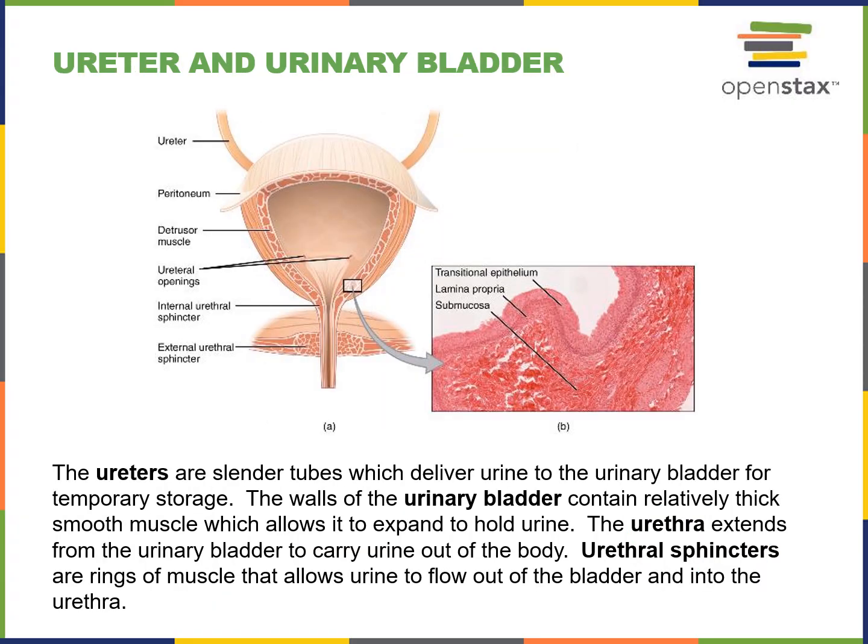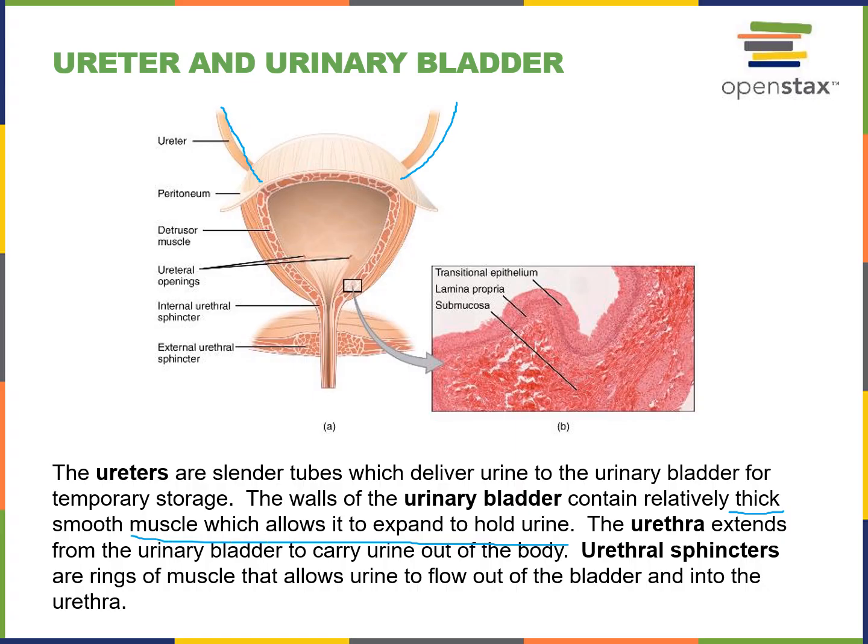Here is a look at the urinary bladder in a little bit more detail. So we see the ureters there entering the urinary bladder. We know the bladder is basically like a sac. It collapses when it's empty, and then it fills slowly throughout the day. It can hold roughly about 500 mils of urine maximum before there is the urge to go. Now the walls of the bladder contain thick, smooth muscle which allows it to expand to hold urine.